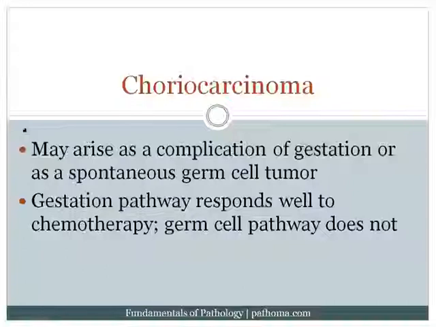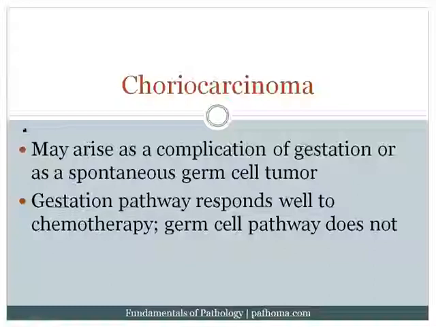Now, how do examiners go after this? The way they test this is the fact that the gestational pathway, for example, after a mole, responds well to chemotherapy. But remember I told you that the germ cell pathway does not. So this is the way by which examiners will go after this because it ensures to the examiners that you actually understand that choriocarcinoma is kind of two flavors. So when choriocarcinoma arises as a spontaneous germ cell tumor, then that will not respond well to chemotherapy classically.